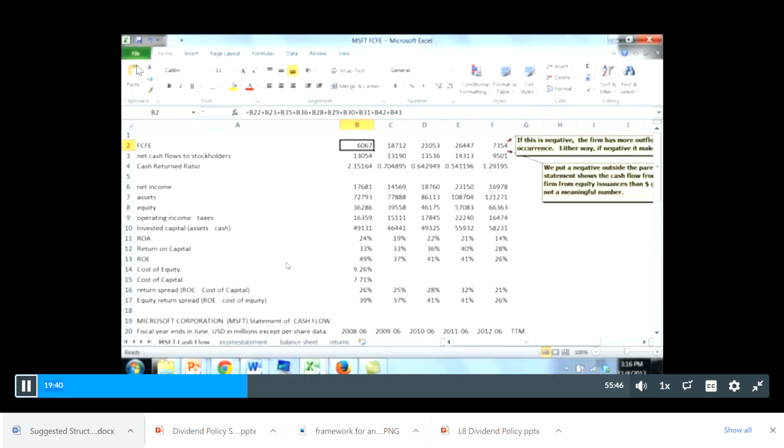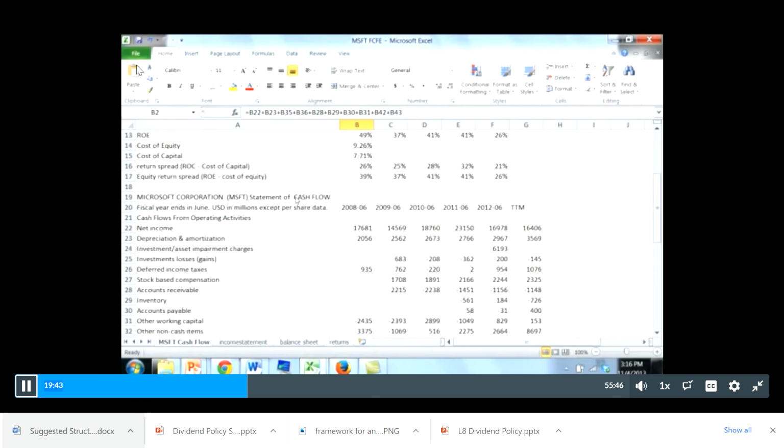To make that calculation. So here, notice down here I have Microsoft's statement of cash flow for 5 years. I also have the trailing 12 months at this point. When I pulled this data, we were at the beginning of 2013. So I'm using the most recent 10K that I had available to me at the time, which was 2012, so I'm using 2012 and the preceding 4 years of data. Use the most recent data that you have.